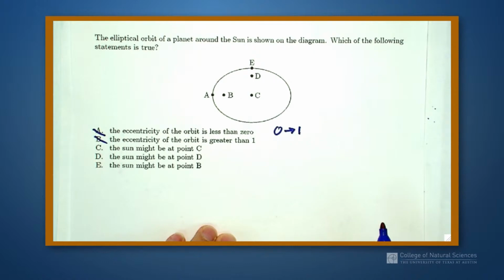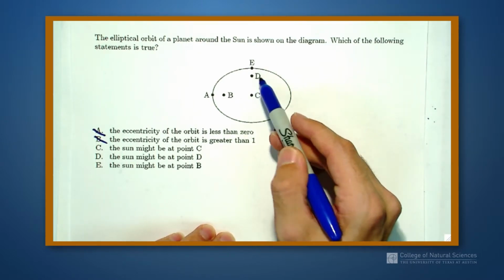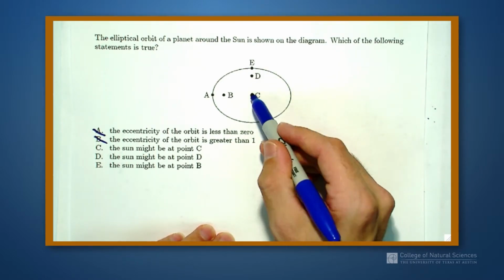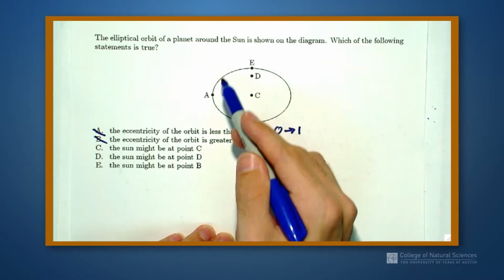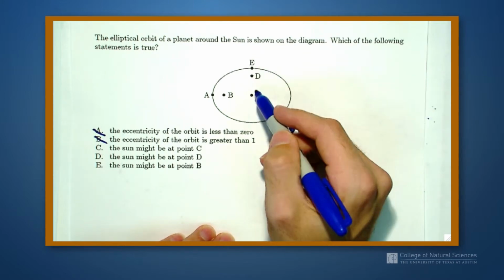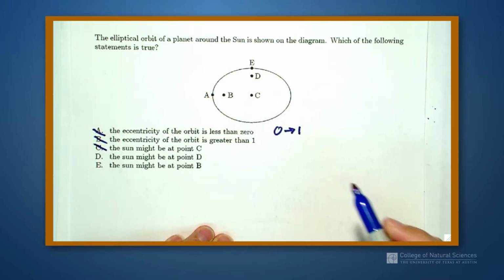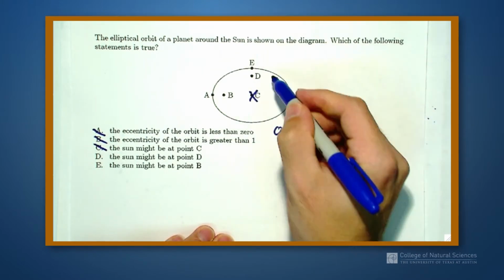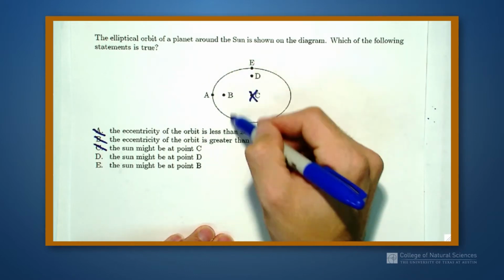All right, so now it asks which of the three locations might be the location of the sun? Well, the sun can't be at C, otherwise it would have to have a perfectly circular orbit. I know that C is right out because the orbit is elliptical, it's not circular.